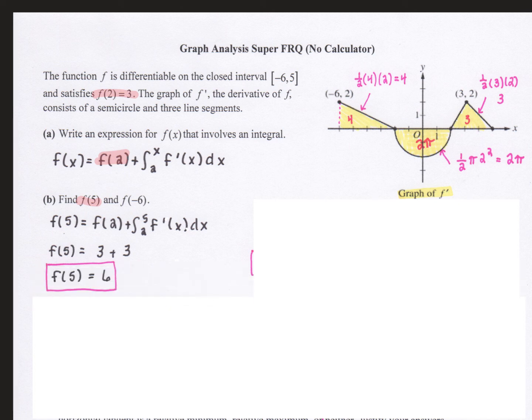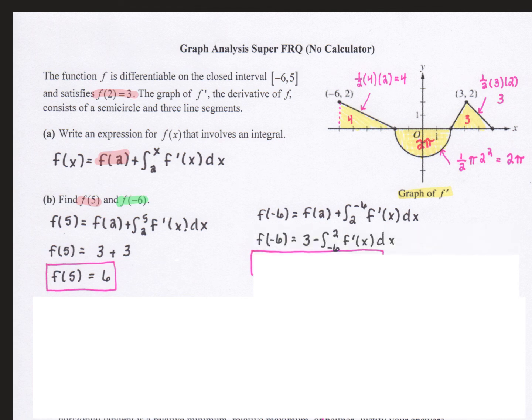And I'm also asked to evaluate f of negative 6. It starts out the same way by just replacing the x with the negative 6. But what I see when I do that is that my limits are reversed. So what I'm going to have to do is put them in the correct order. So the negative 6 belongs as the lower limit and the 2 belongs as the upper limit. I know in order to make that switch, it's going to throw a negative in front. So that's where this negative comes from.